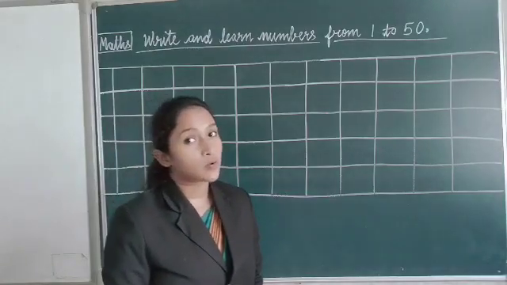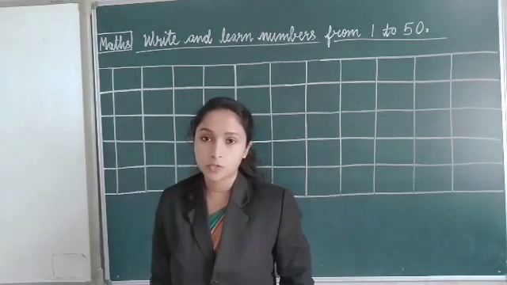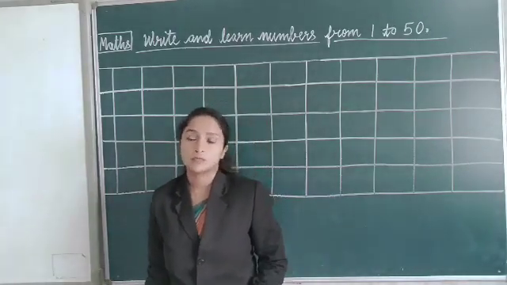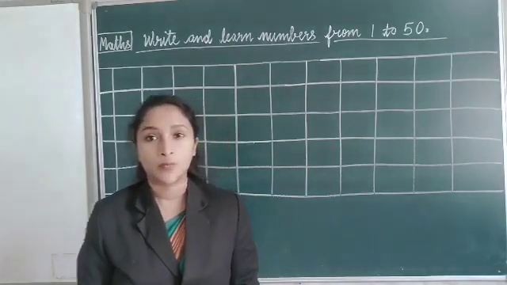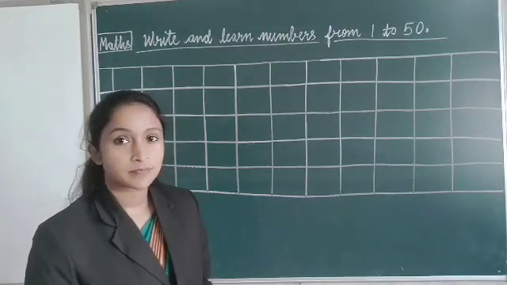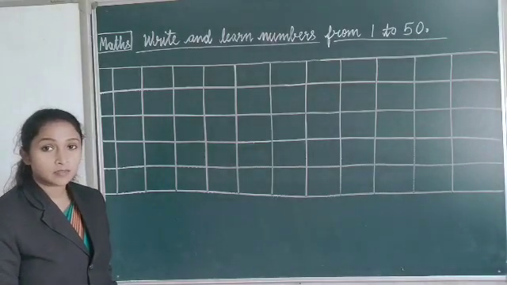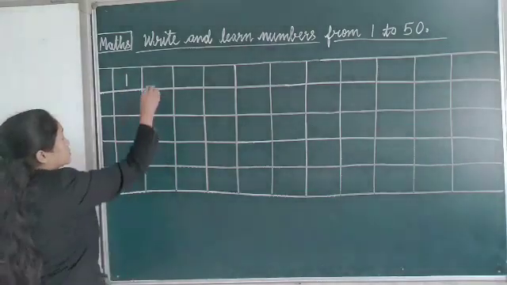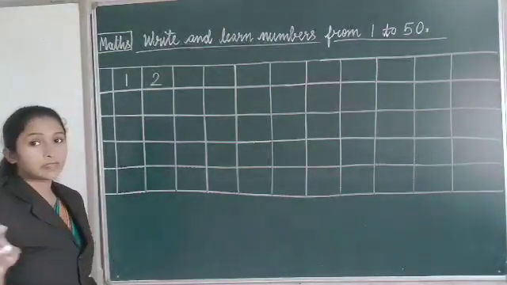So today we are going to write numbers from 1 to 50. All of you take your maths copy, pencil, eraser and sharpener. Have you taken? Good. Open your maths copy and start writing numbers from 1 to 50. Start writing. 1. Don't leave line. Then write 2. 1, 2. You don't have to leave the line.